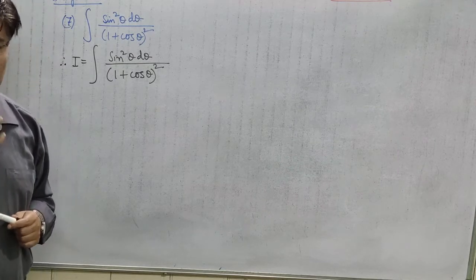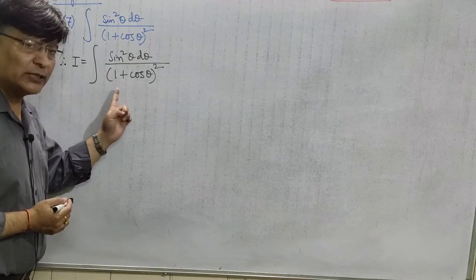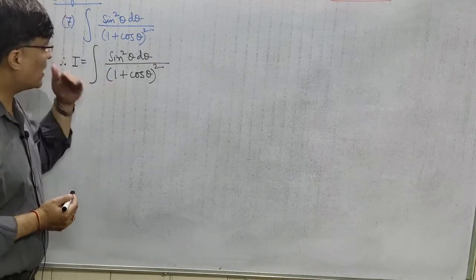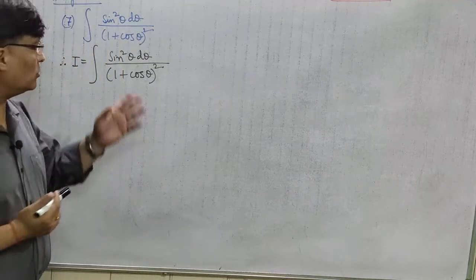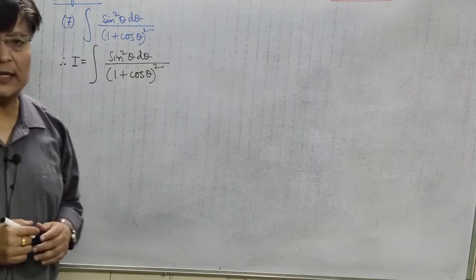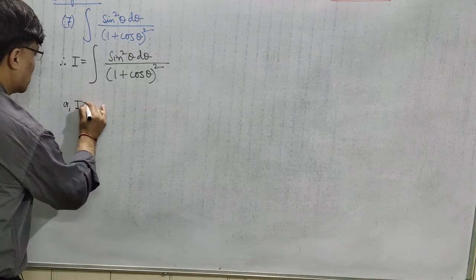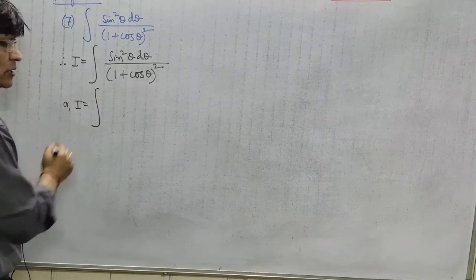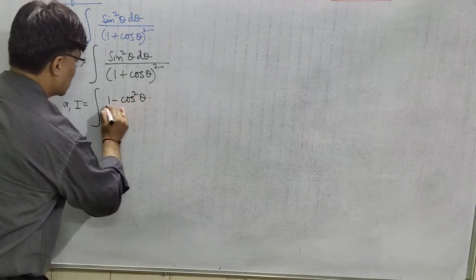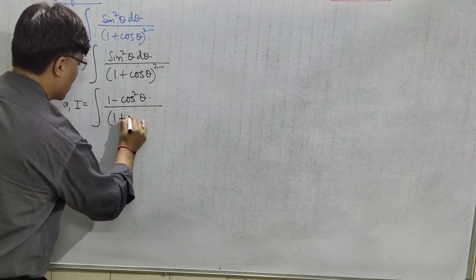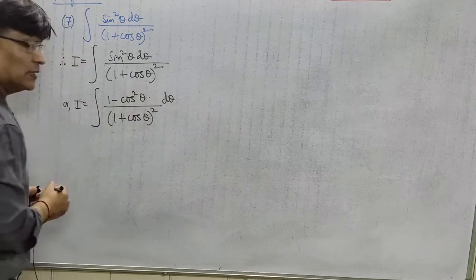So first of all, you have to simplify this trigonometric function. Let us simplify it. Since the denominator is given in terms of cos theta, you can change this sin square theta in terms of cos theta. We can write sin square theta as 1 minus cos square theta. Let us convert this sin square theta into cos theta. So I is equal to the integration of, what is sin square theta in terms of cos? This is 1 minus cos square theta divided by (1 plus cos theta) whole square. Then you can write d theta.